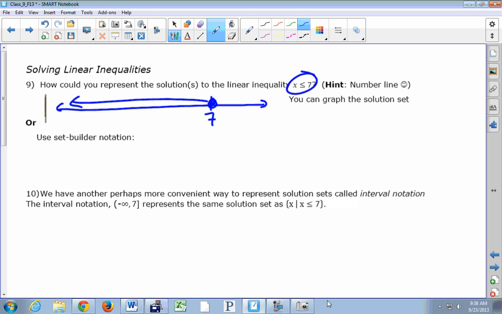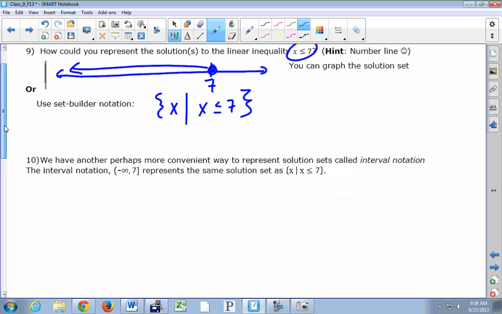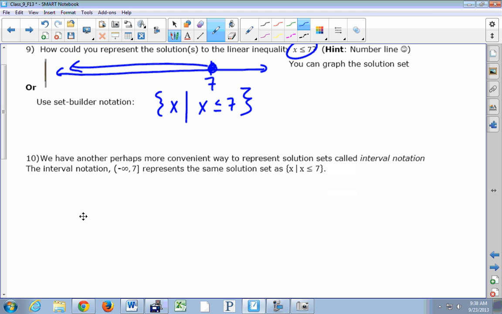Okay? If we use set builder notation, we always start set builder with our curly braces like that, and we say it's the set of all x such that, and then you put your inequality in there. There you go. That's set builder notation. Well, lo and behold, we're finally getting there. We have another notation we can use, and I've been waiting to cover this for 9 classes, because it's much quicker to use.